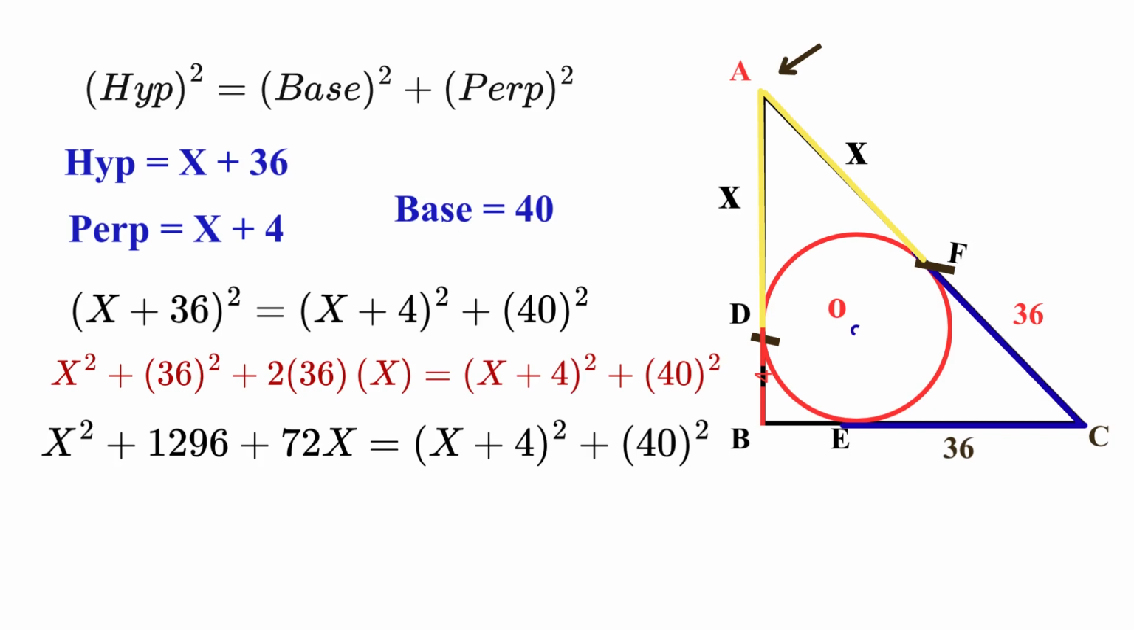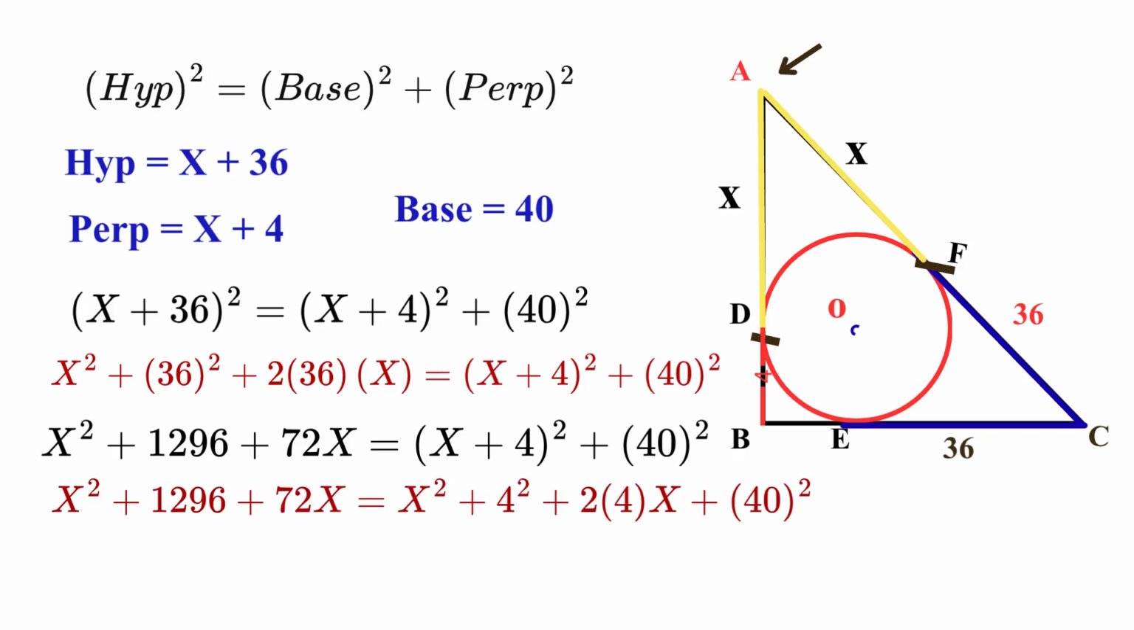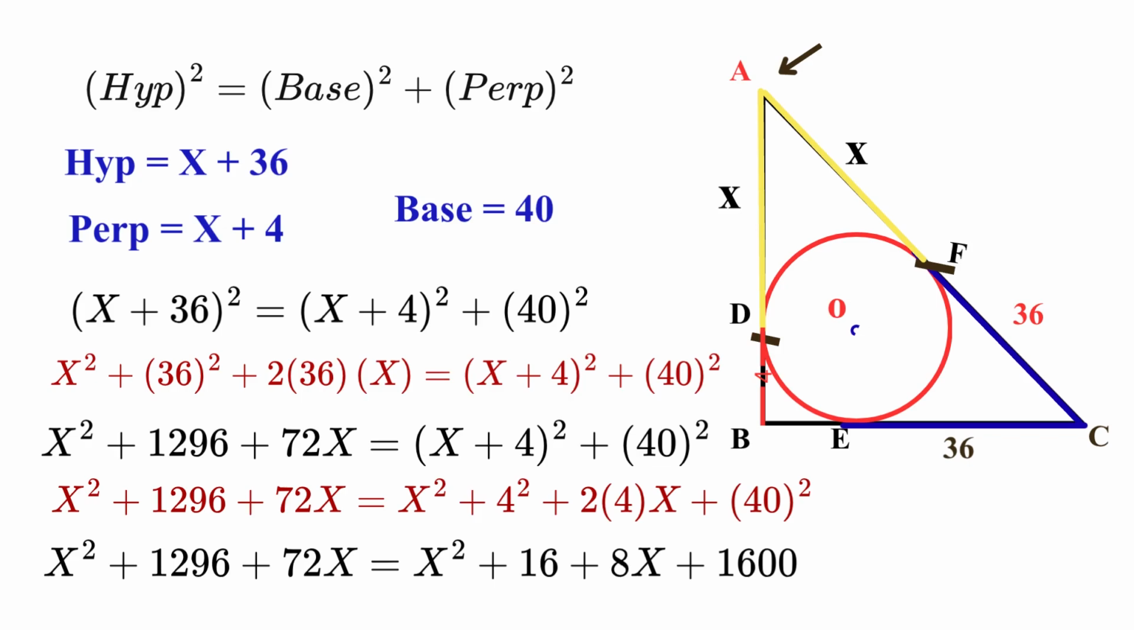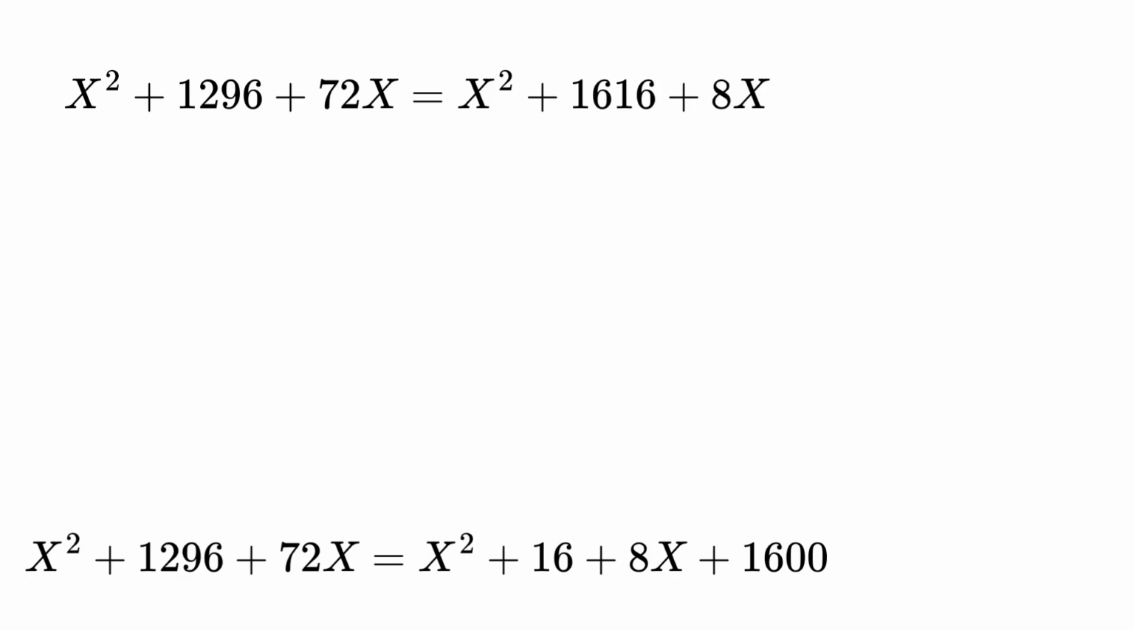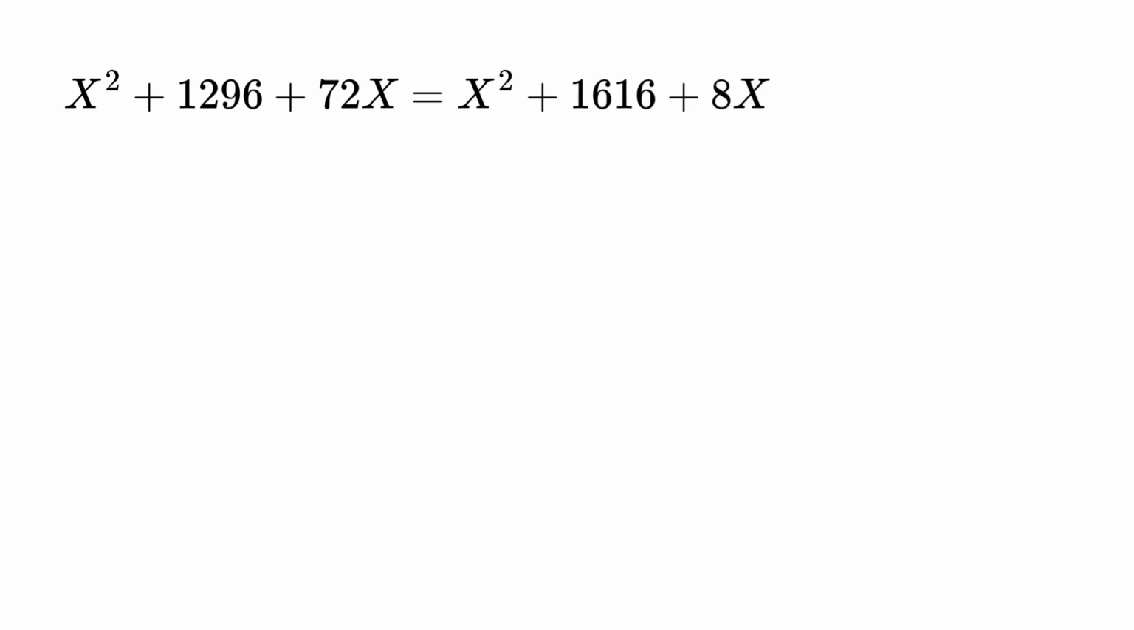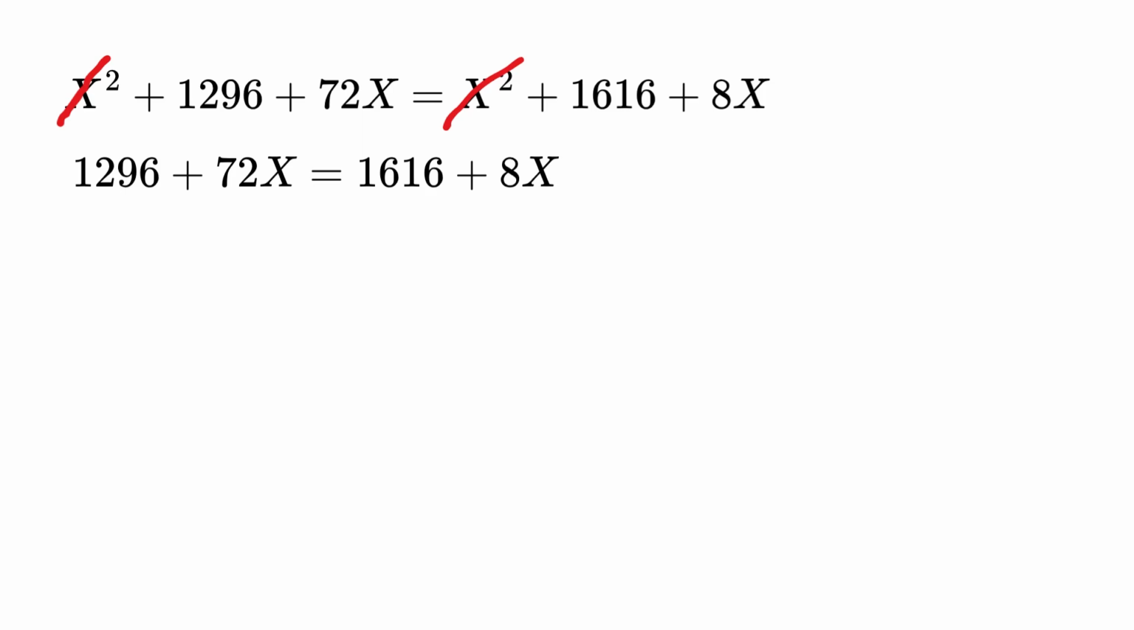By simplification, it becomes x squared plus 1296 plus 72x, while the right-hand side becomes x squared plus 4 squared plus 2 times 4 times x plus 40 squared, and it equals x squared plus 16 plus 8x plus 1600, or x squared plus 1616 plus 8x. So our equation becomes x squared plus 1296 plus 72x equals x squared plus 1616 plus 8x. Now let's simplify it. Notice that x squared appears on both sides, so they cancel out each other, and it becomes 1296 plus 72x equals 1616 plus 8x.